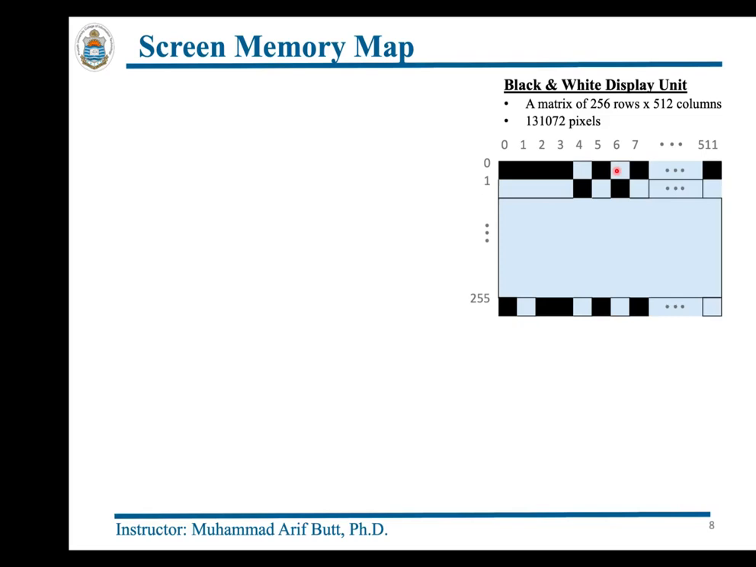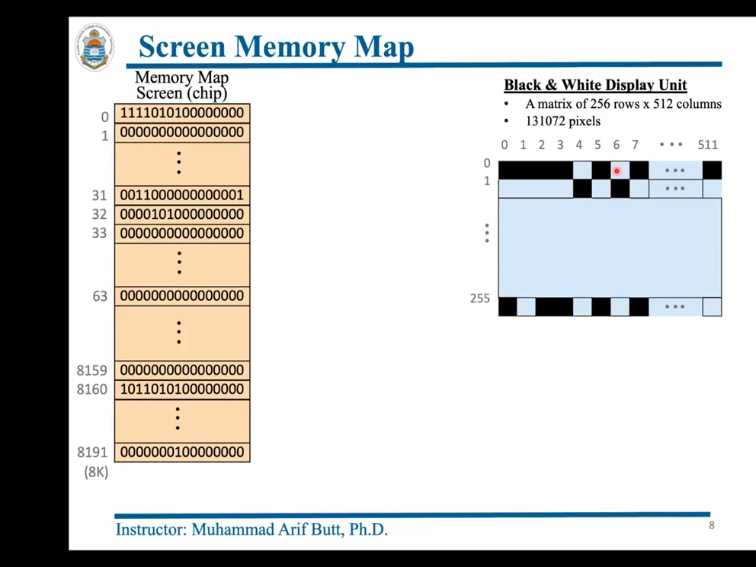Now how do we control this screen? Since this display unit or this screen is interfaced with the Hack computer using the memory mapped IO technique, this is the portion of our RAM chip called the screen memory map. Since there are 131072 pixels on our screen, we need to have 131072 bits inside the RAM chip designated for this screen chip.